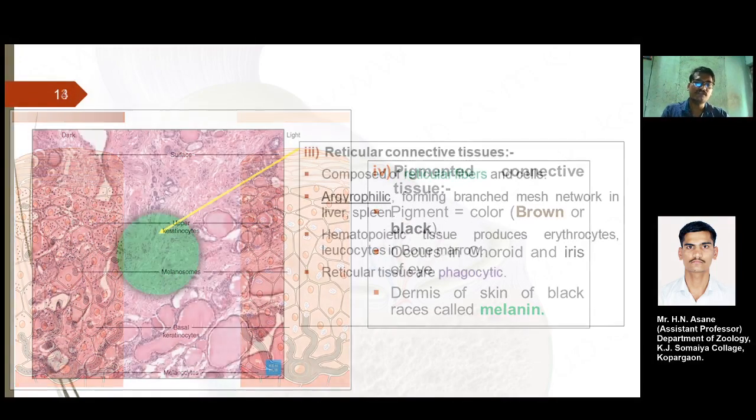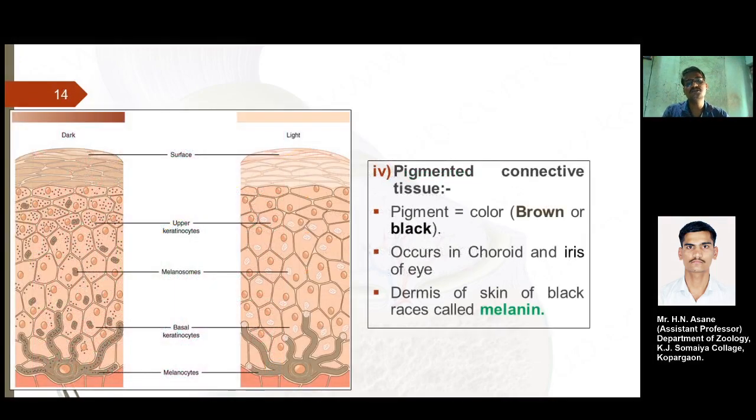And the fourth type of adult connective tissue is the pigmented connective tissue. As you can see, pigment is nothing but color, and these two types of pigmentation are seen, brown or black.